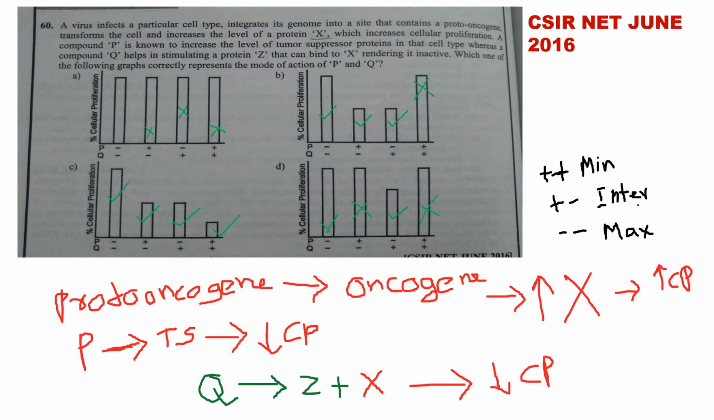Okay. So you can see that in graph C, all the conditions are correct. If P is absent and Q also absent, that means maximum cell proliferation. If only one is present, that means 50%. Here also 50% cell proliferation. Here both are present, then minimum cell proliferation. So all the conditions are correct. So the answer is option C.